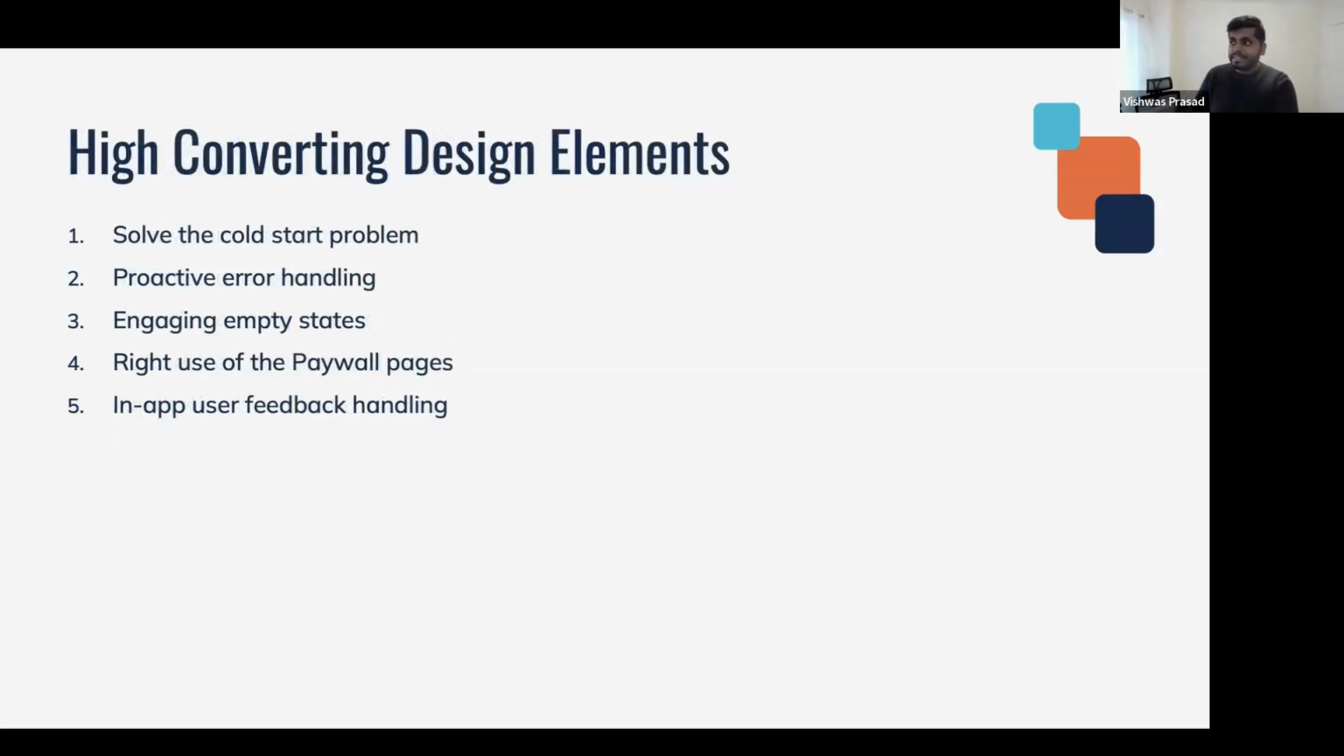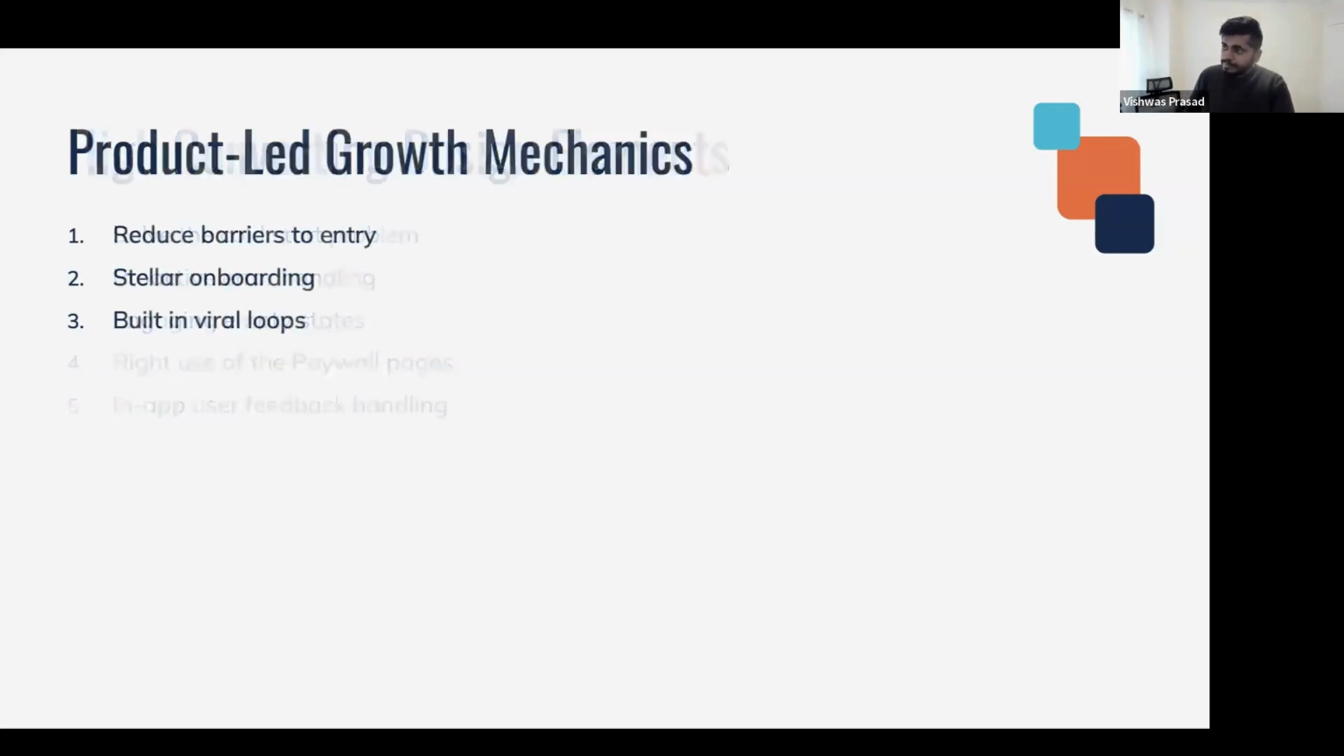We also looked at high converting design elements such as how you can solve the cold start problem, proactively handling errors, engaging empty states. We looked at how you can use paywalls at the right time and at the right place to maximize subscriptions or revenue generation. And we also looked at how you can handle user feedback and get more 4 and 5-star ratings into the stores rather than lower ratings. We also looked at product-led growth mechanics, such as reducing barriers to entry, having a stellar onboarding, and building in viral loops within the product.